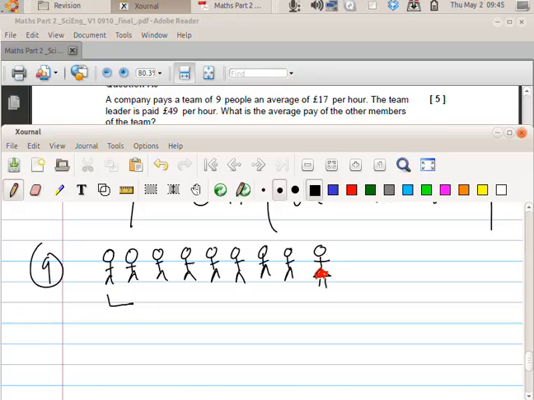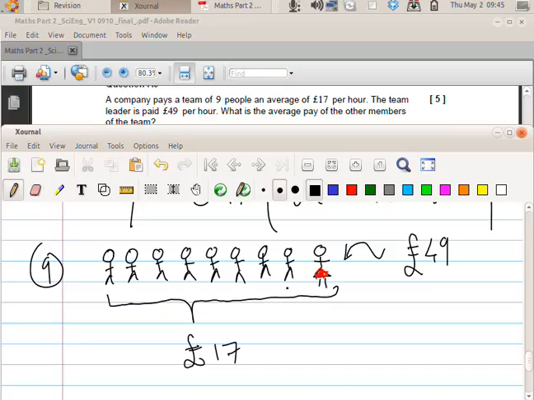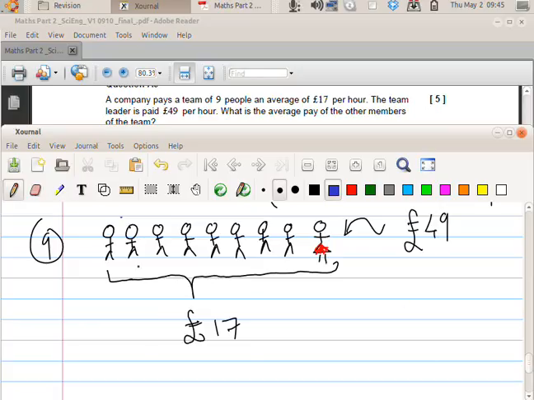Right, okay. So what you're told is the company pays a team of 9 people an average of £17. So that means the average of everybody here is £17. But this person at the end gets paid £49, extra. So all the people here, we want to know what's the average for them. We'll just say they each get paid X, for example.